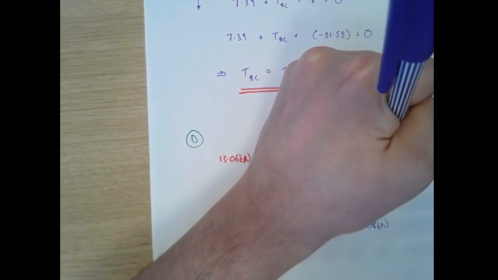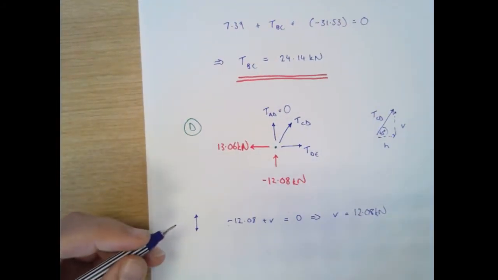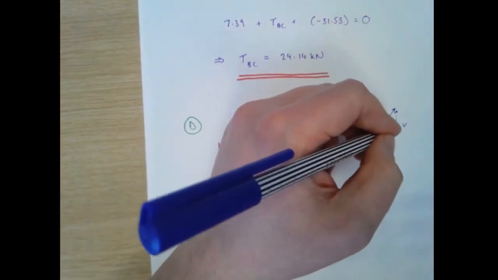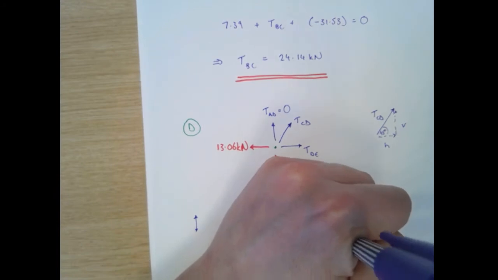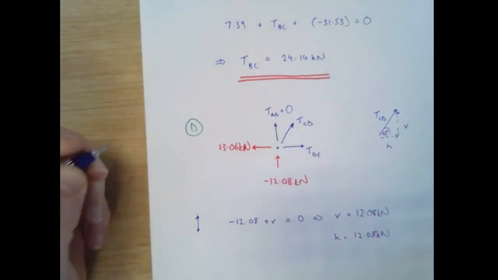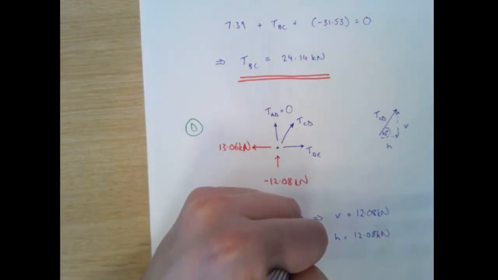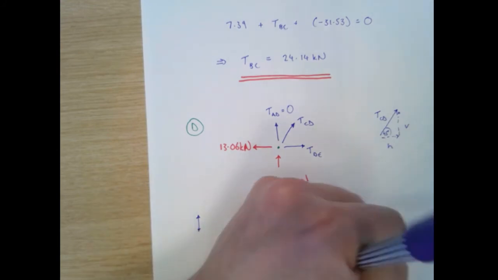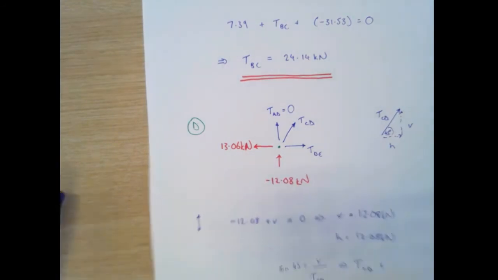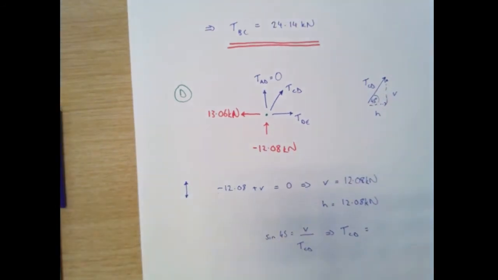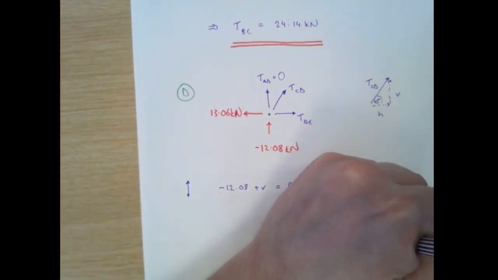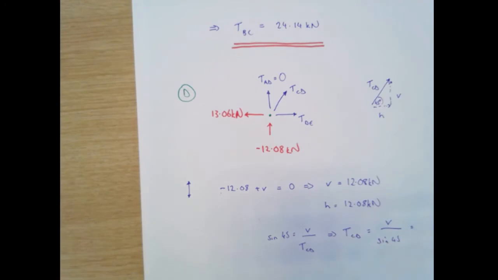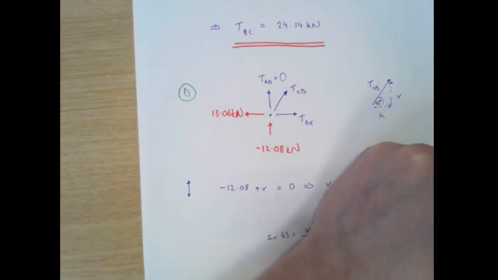We know this angle is 45 degrees. And so that tells us tan 45 is 1, if you look it up. So H is also 12.08 kilonewtons. And then if I do sine 45 is opposite over hypotenuse, that means TCD equals V divided by sine 45, which equals 12.08 divided by sine 45, 17.08 kilonewtons.